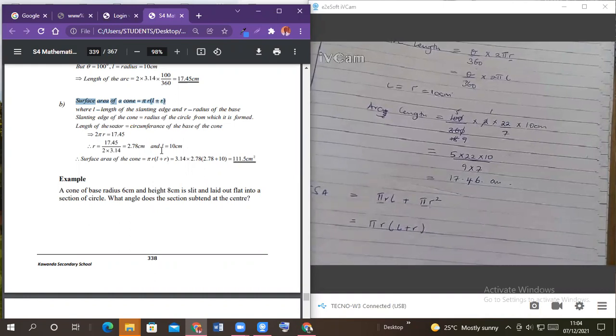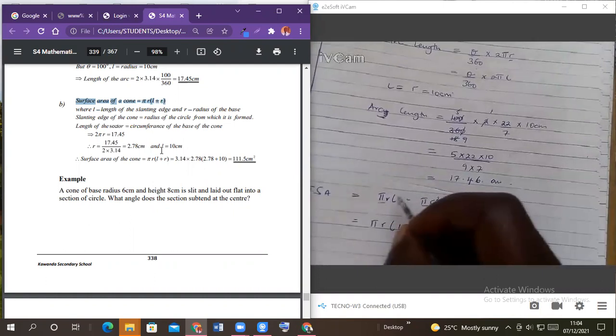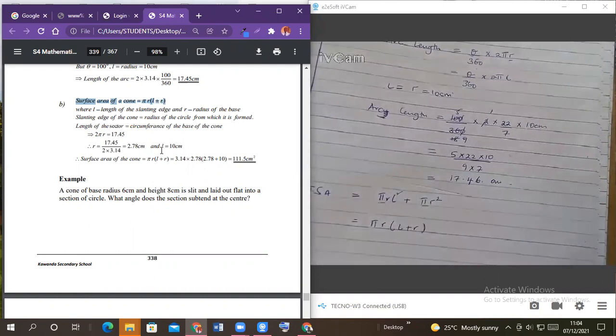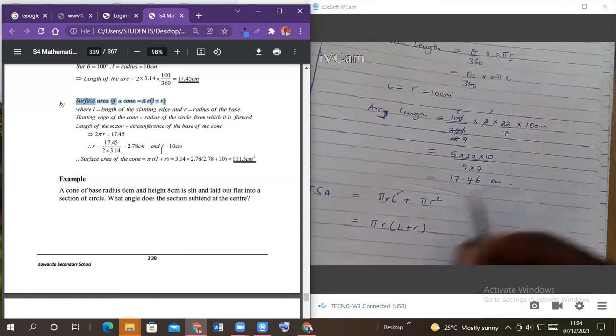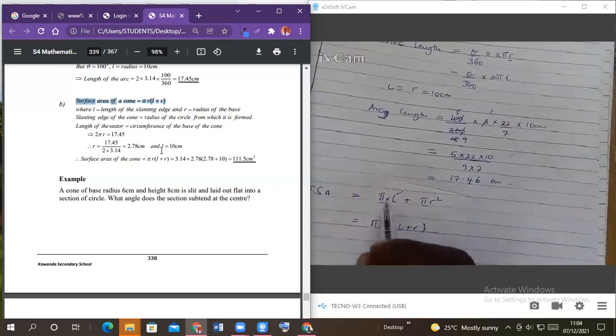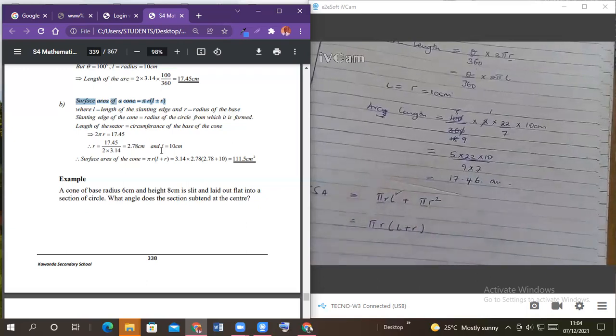It is a matter of substitution. We have our L, which is 10, and then what is our R? Now we need to know what our R is, and how do we find the R?